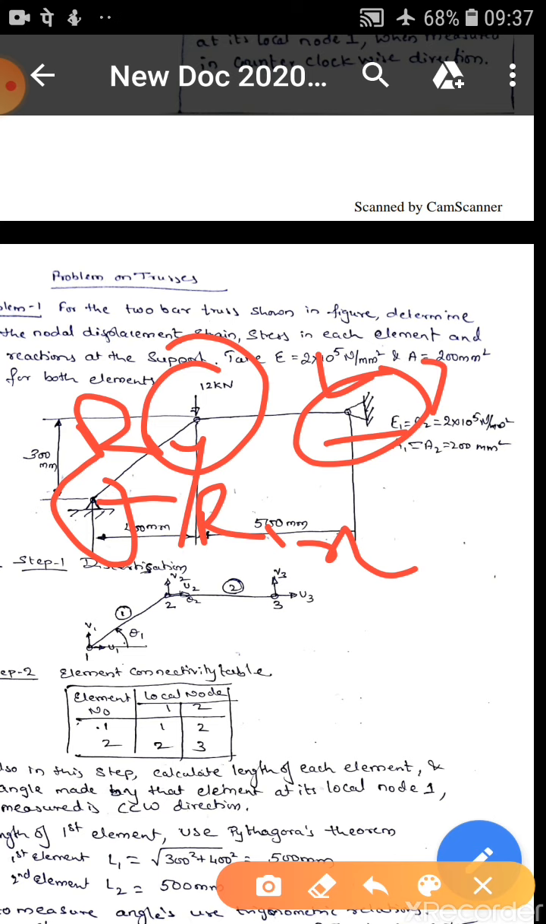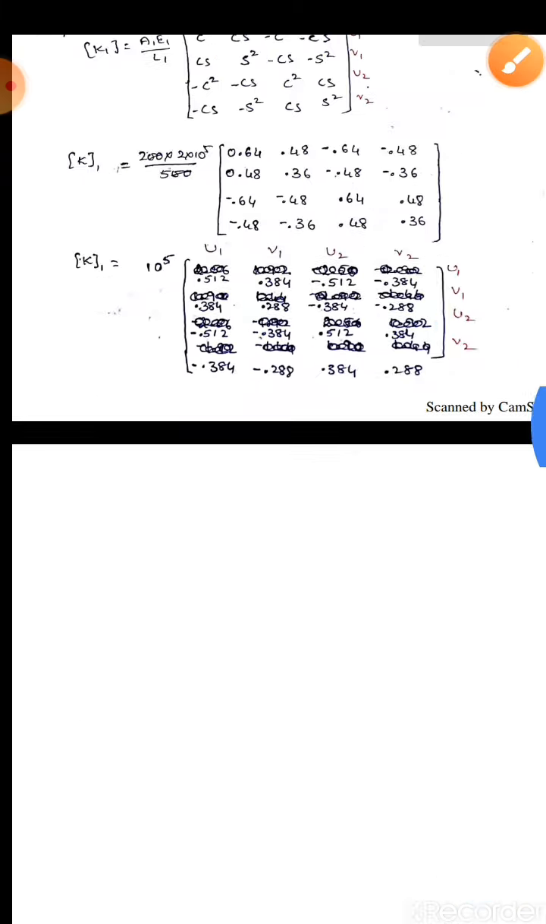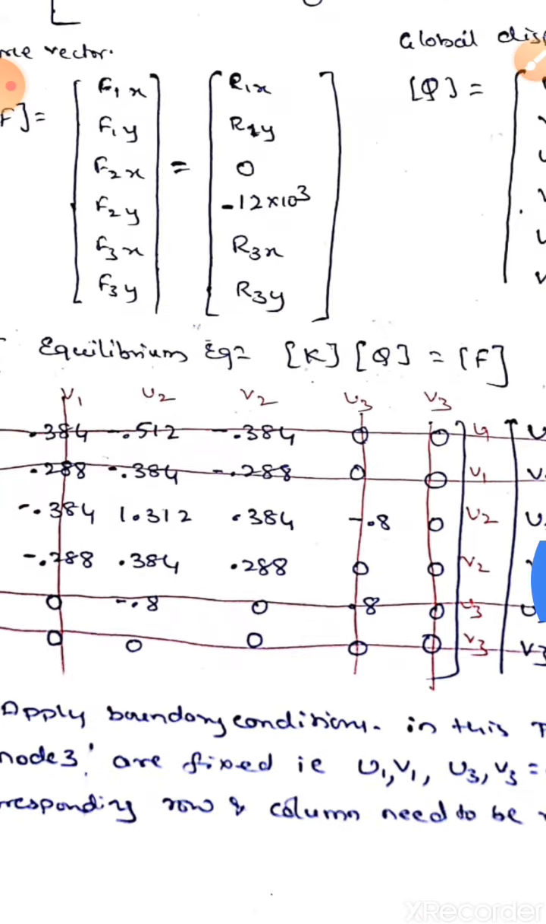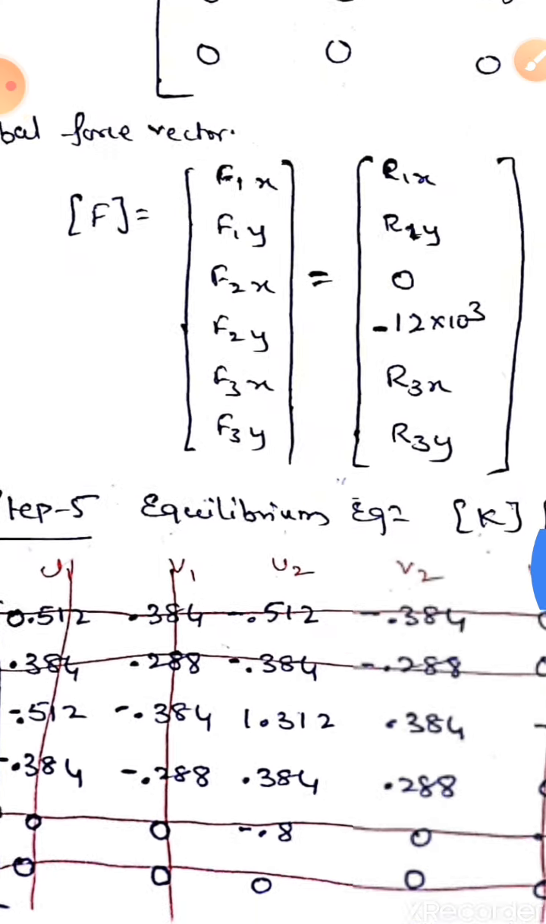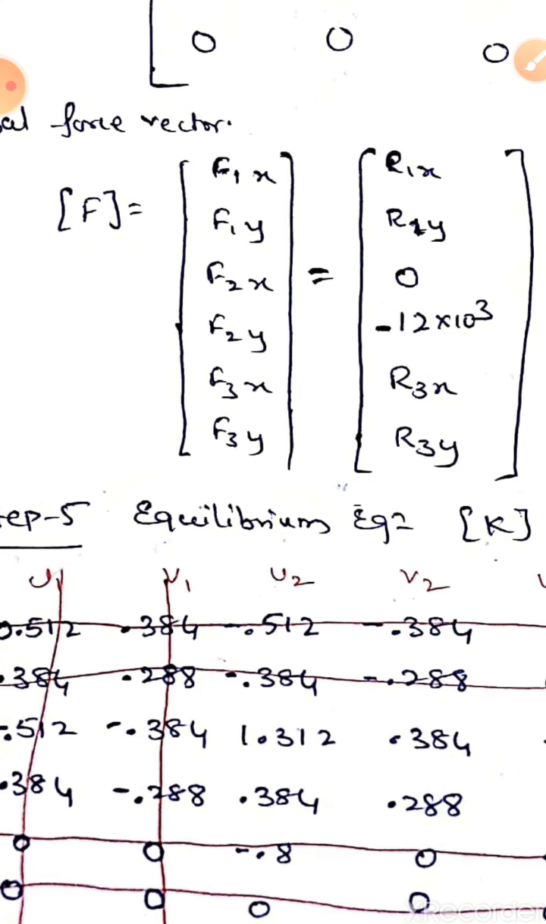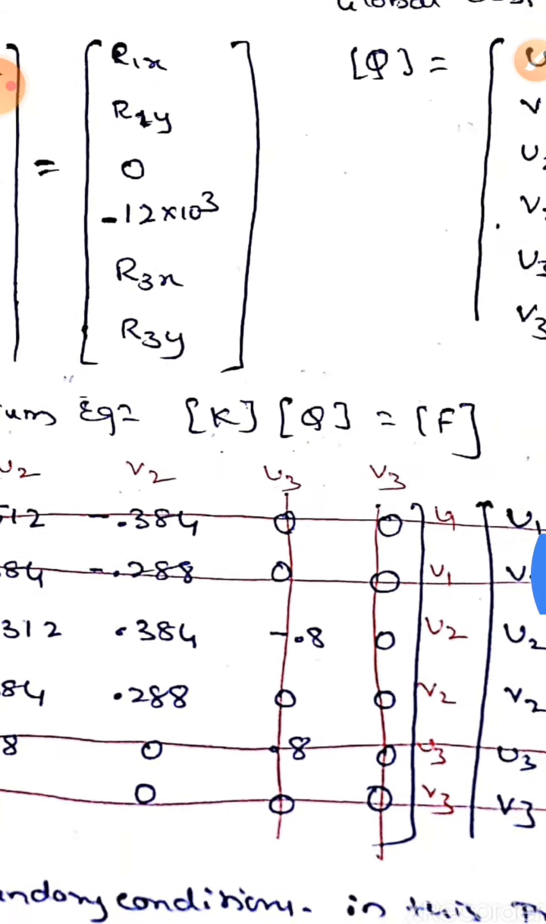R3x and R3y are similar reactions which are generated at node 3. So for this reason, my force vector F1x, F1y, F2x, F2y, F3x, F3y is nothing but my global force vector: R1x, R1y, 0, minus 12 kilonewton, that is 12 into 10 to the 3. F3x is nothing but R3x, the reaction generated. F3y is nothing but R3y, the reaction generated at that point.